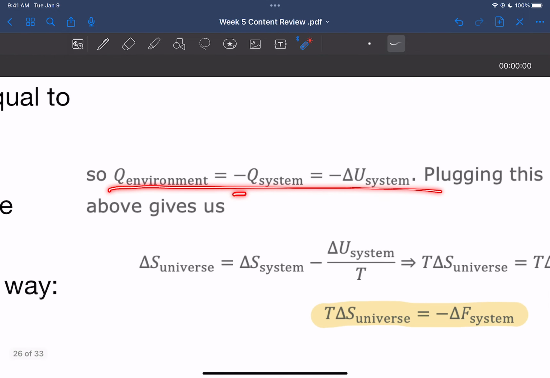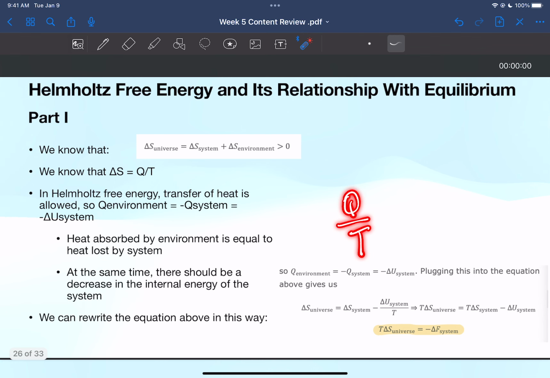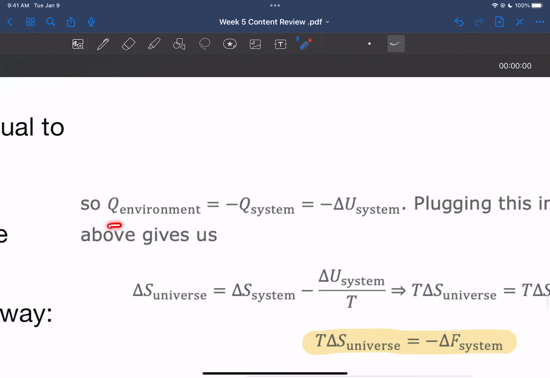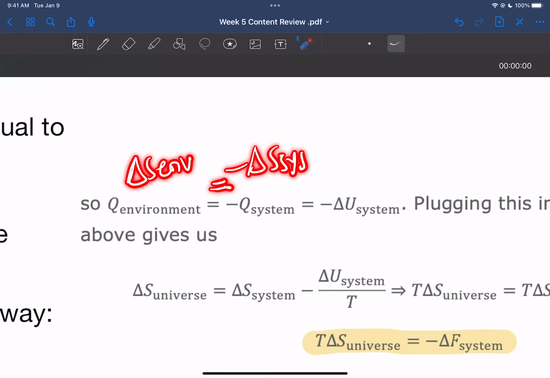Because remember, delta S is equal to Q over T. So if Q over T is equal to delta S, we can actually convert all of these to entropy values. If we divide all of these by temperature, we get values of entropy, right? So Q environment over T would give us the delta S of the environment. Negative Q system over T would give us negative delta S system, right? This is delta S environment. This is negative delta S system. And then this gives us negative delta U system over T, right? We can just leave that as is for now.